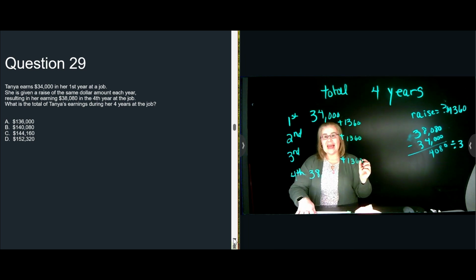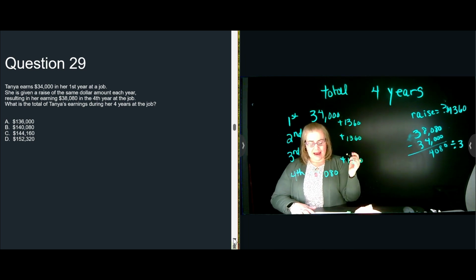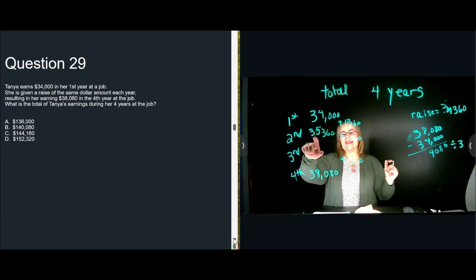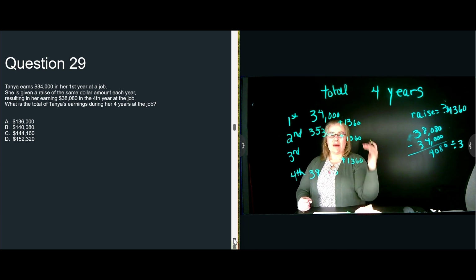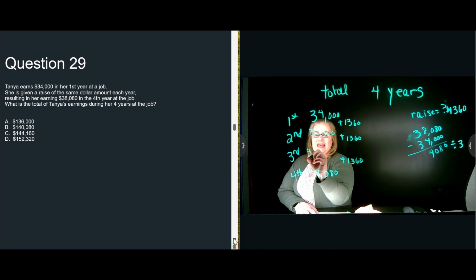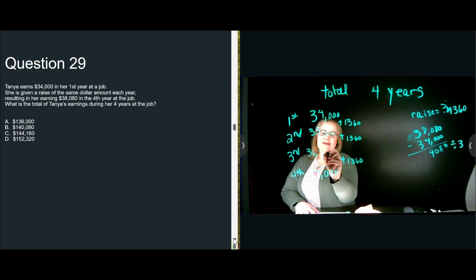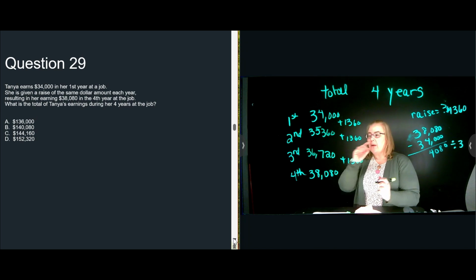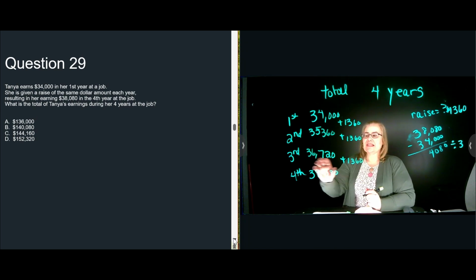All right, so I take that $34,000 and add my increase or my raise, and I'm going to get $35,360. Then I'm going to take that $35,360 and add my raise to it again, and I'm going to get $36,720. And just to make sure that we're doing the math correctly, go ahead and add that $1,360 to this 3rd year and make sure that you get that $38,080.